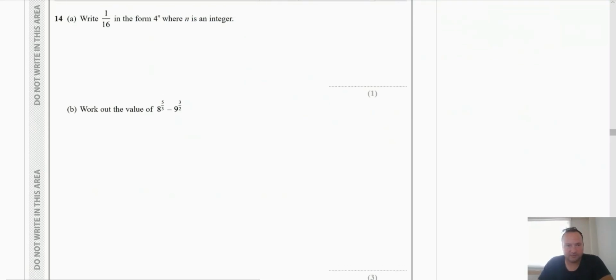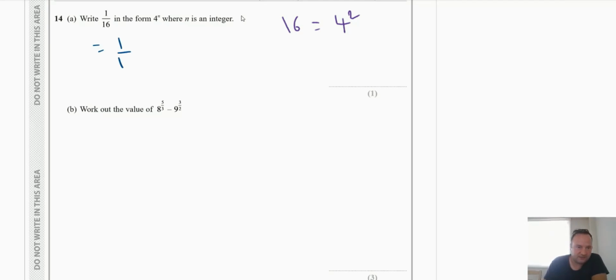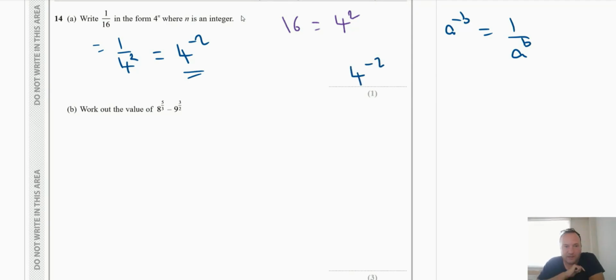Part A, write 1/16 in the form of 4 to the power of n, where n is an integer. So hopefully, guys, what you notice is that 16 is actually a square number. 16 is equal to 4 squared. So this means that 1 over 16 is equal to 1 over 4 to the power of 2. But we want to get rid of this 1 over, so we're using another rule of indices: a to the power of minus b is the same as 1 over a to the b. So this is effectively the same as 4 to the minus 2. And that takes care of part A.